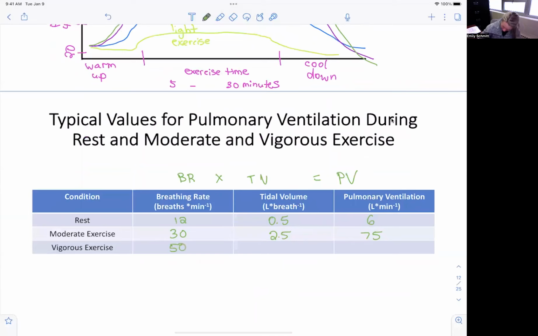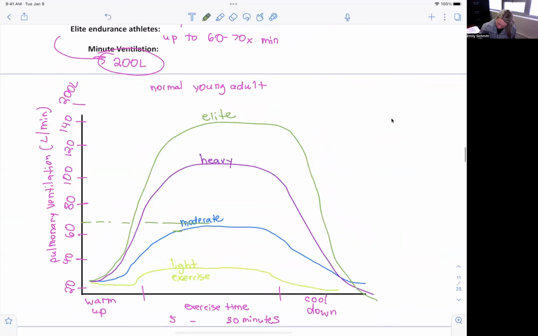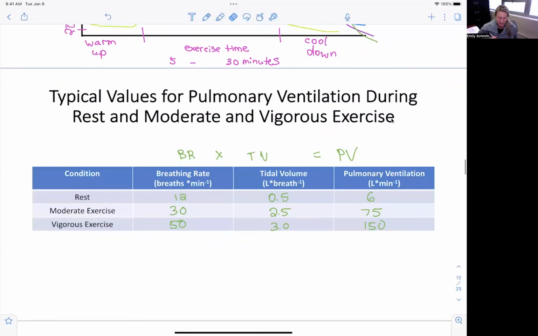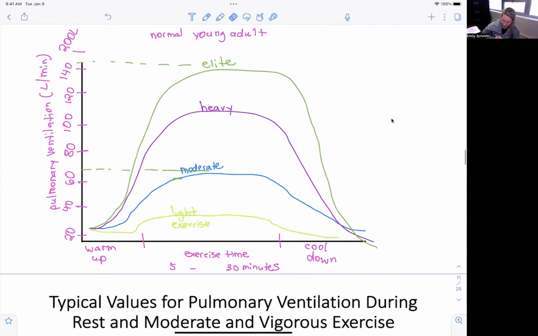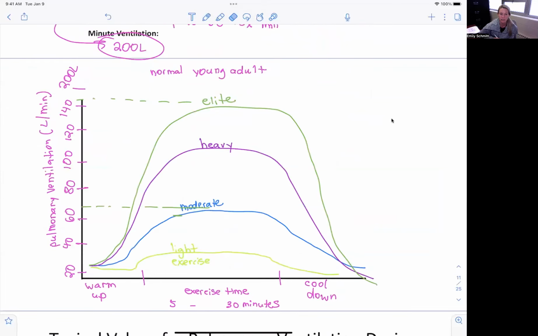So if we have 50 breaths per minute and a tidal volume of 3.0, that means that we are about up to 150 for our vigorous exercise or elite. But this is a great table to come revert back to when I ask questions about this on quizzes and the exam. Make sure you understand that breathing rate times tidal volume equals pulmonary ventilation, and have an idea of what these pulmonary ventilation values are at different intensities of exercise.